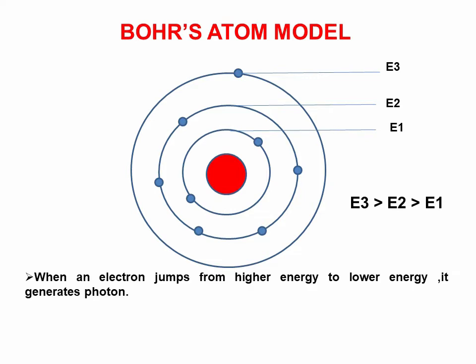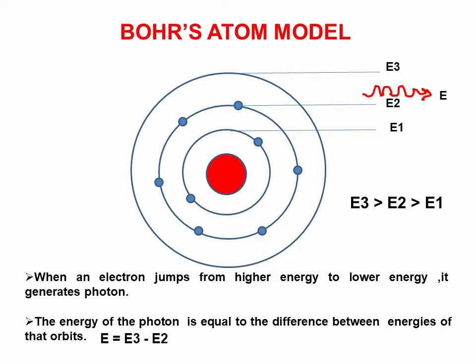Next point is, when an electron jumps from higher energy to lower energy, it generates a photon. The energy of that photon is E equals E3 minus E2, that is, the difference between the energies of the orbits E3 and E2.